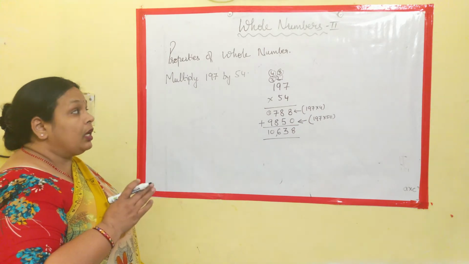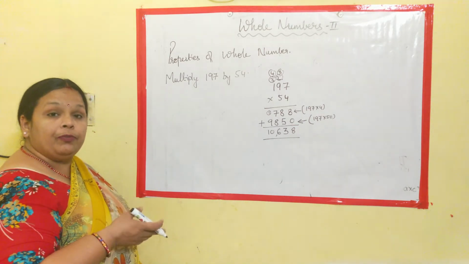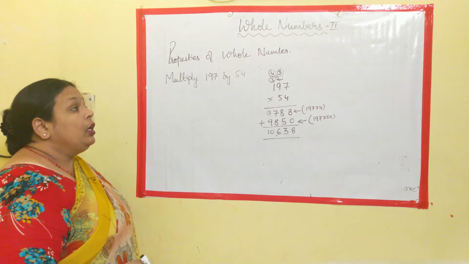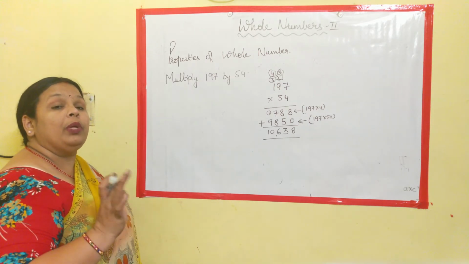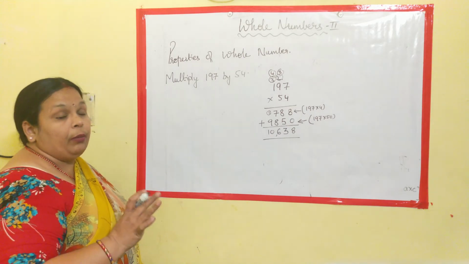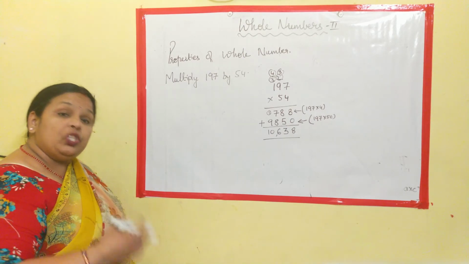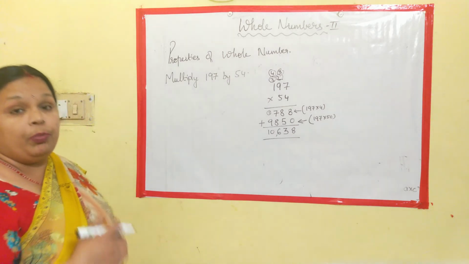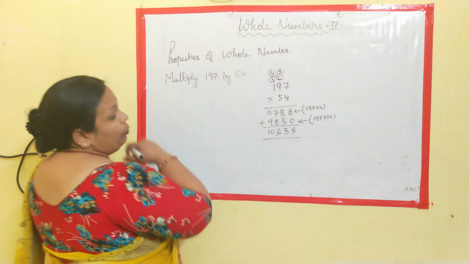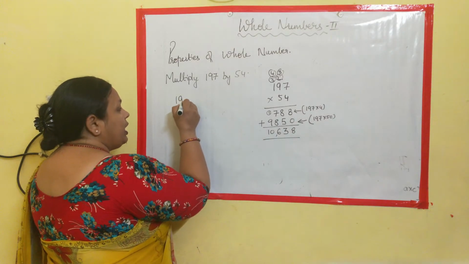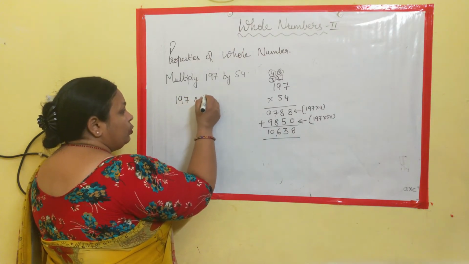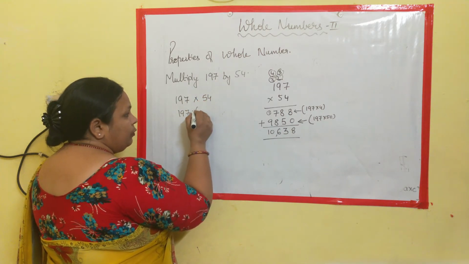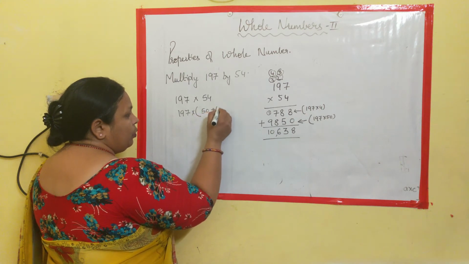Unless it says to multiply 197 by 54 using the distributive property, you can do your problem in the way which you did. But once it is mentioned or written that you should use the distributive property, the only option required here is 197 into 54, and this 54 will be written as 50 plus 4.